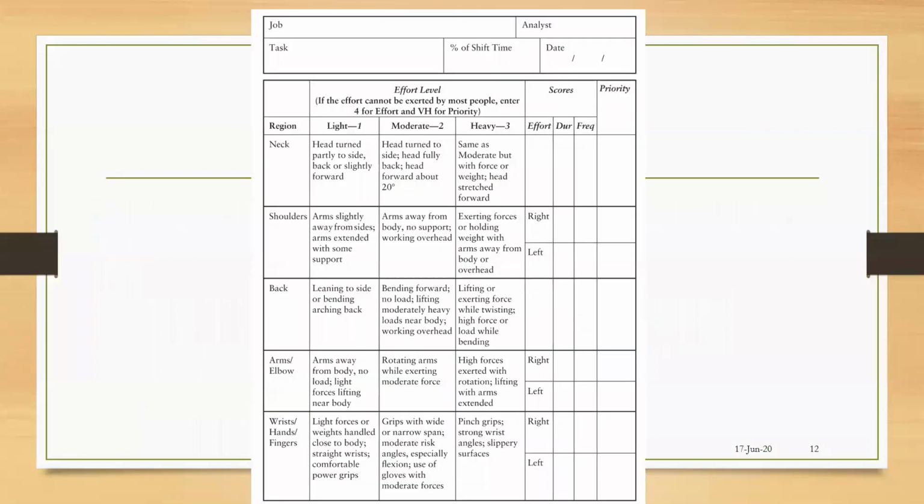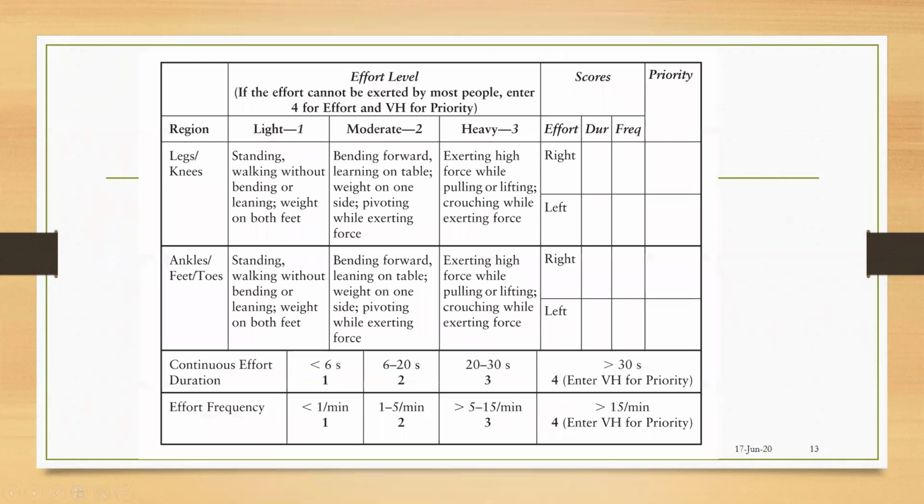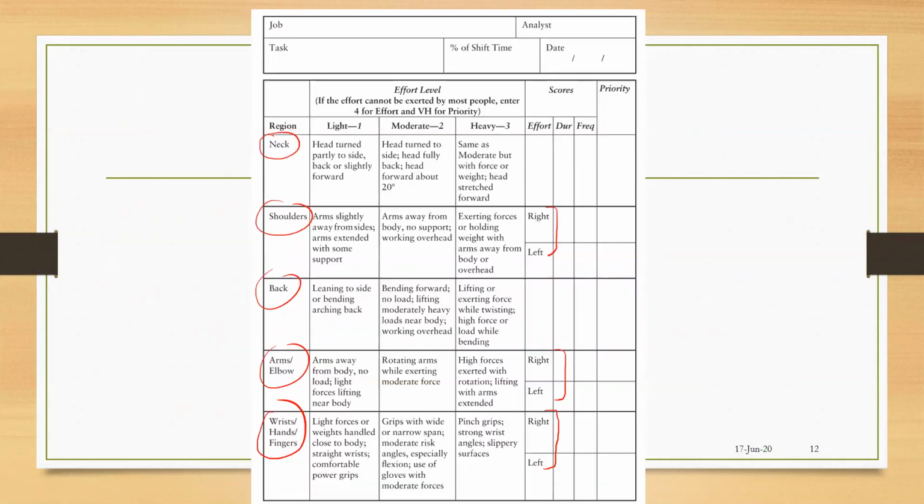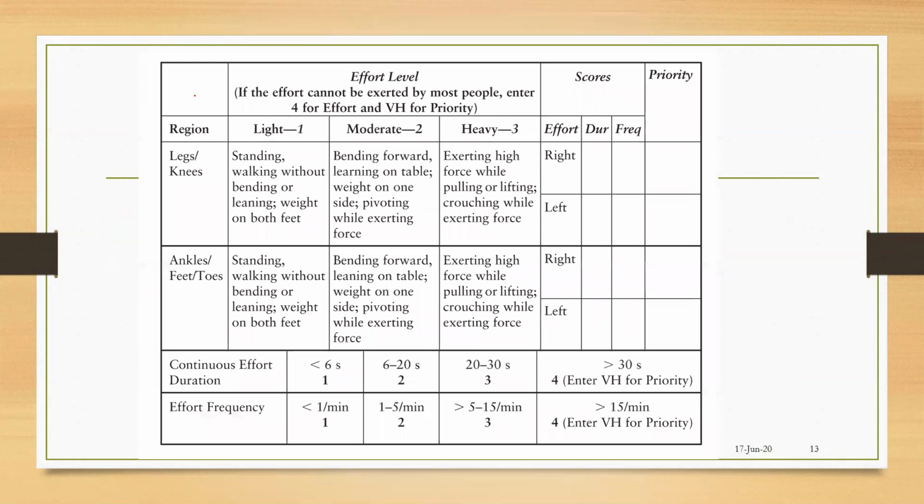So this is something we have already seen. So there are different body regions. We are focusing on neck muscles, shoulder muscles, back muscles, arm and elbow, wrist, hands, and fingers. For shoulders, arms and elbows, and wrists, hands, and fingers, we have to evaluate both right and left counterparts and then assign the 3-digit code. So this is the assessment sheet. This is again not complete. 1, 2, 3, 4, 5 muscles, and we have 2 more: legs and knees, and ankles and feet.